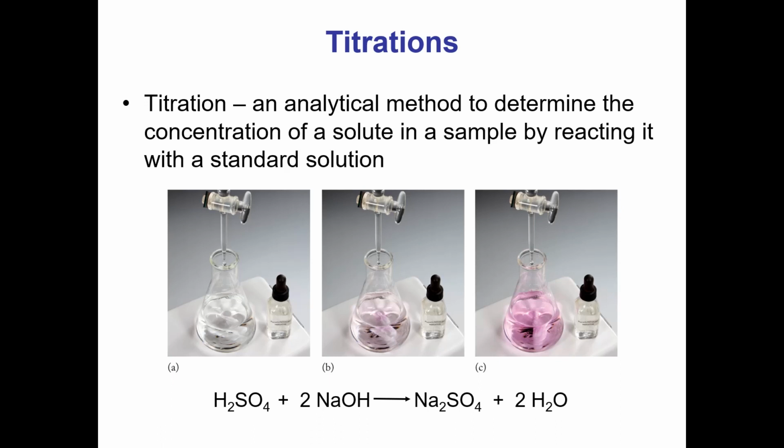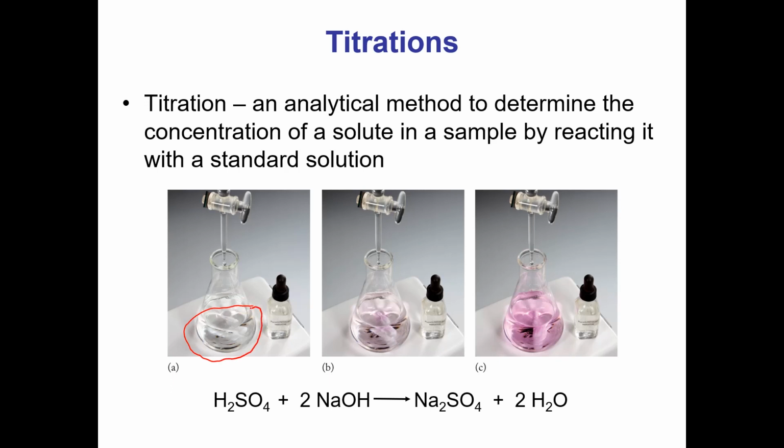Titrations are a method that we can use to determine the concentration of an unknown solution. So, for example, if we have some sulfuric acid that's sitting in a beaker in the lab, and it's just labeled sulfuric acid, and we don't know what the concentration of that sulfuric acid is, what we can do is take some sodium hydroxide that we do know the concentration of, and react it with the sulfuric acid until the solution is neutralized.